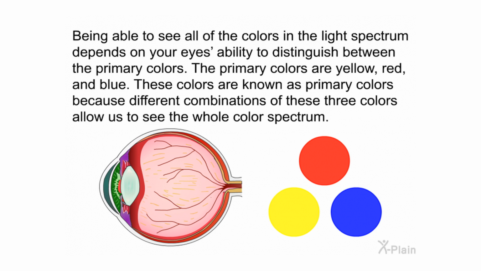Being able to see all the colors in the light spectrum depends on your eye's ability to distinguish between the primary colors. The primary colors are yellow, red, and blue. These colors are known as primary colors because different combinations of these three colors allow us to see the whole color spectrum.